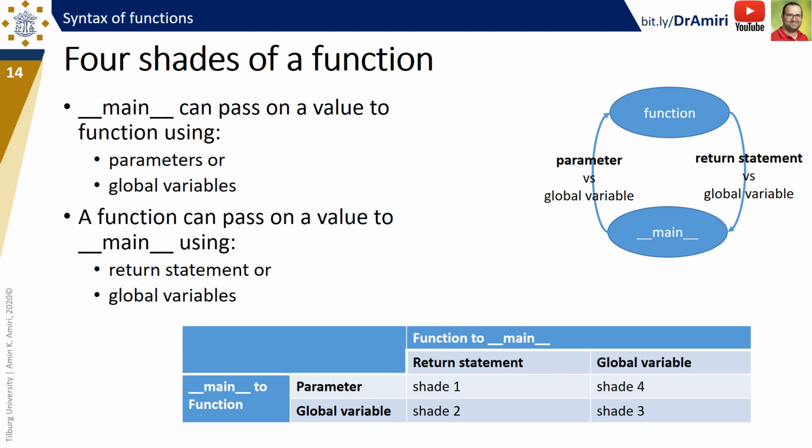So we need to avoid using global variables, but still, you may need them in some code. The important thing is that you need to know that there are 2 ways to send a value to a function and return a value from the function. And based on that, we have 4 different shades.